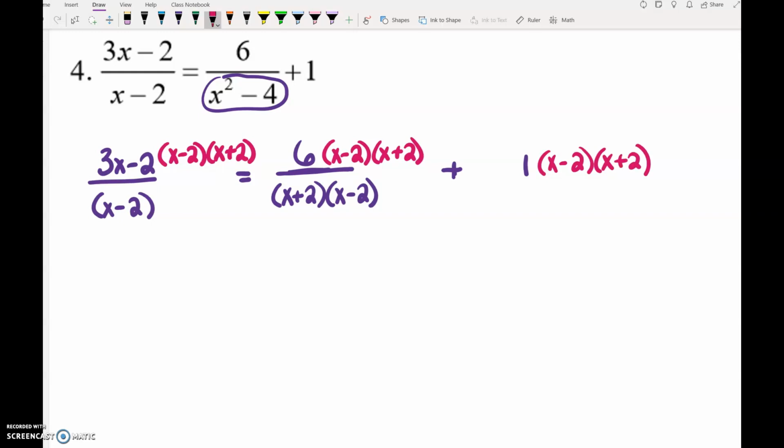Multiply every single term in the equation by those denominators, x minus 2 and x plus 2. Then we get to slash the fractions. In the first term, x minus 2 cancels. We're left with 3x minus 2 times x plus 2. That is going to involve some double distribution.